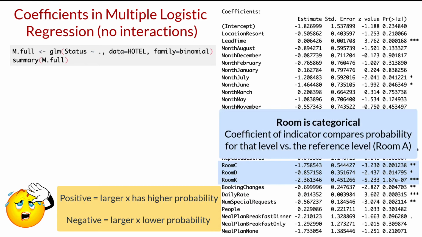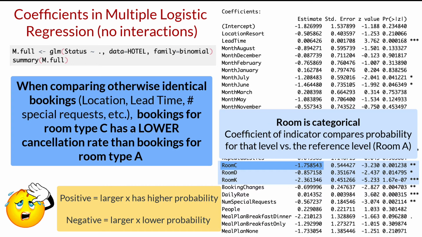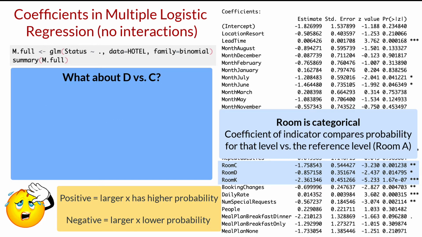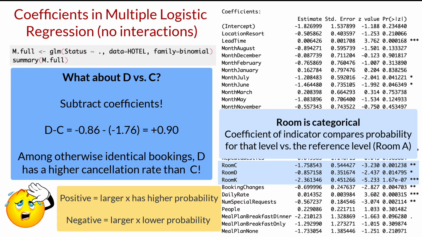Well, the coefficient of the indicator variables aren't going to tell us much here. The coefficient of room C is negative, so this lets us know that when we compare otherwise identical bookings, same location, same lead time, same number of special requests, etc., the booking for room type C's have a lower cancellation rate than the bookings for room type A. Now, if we wanted to know a different set of rooms like C versus D, which one has the higher cancellation rate, we can subtract the coefficients. So D minus C works out to be about positive 0.9. So among otherwise identical bookings, room D has the higher cancellation rate.